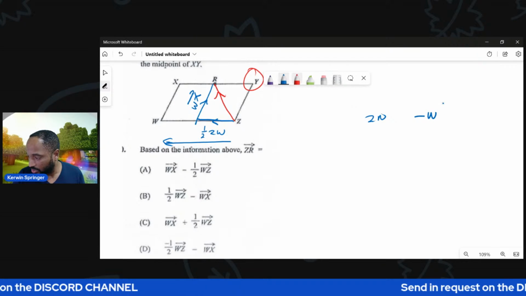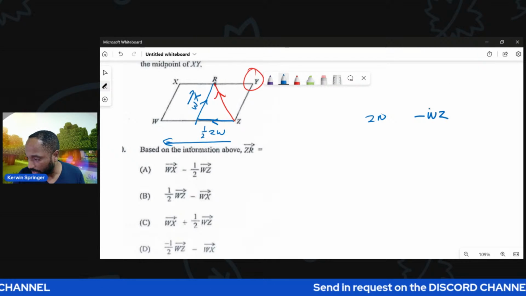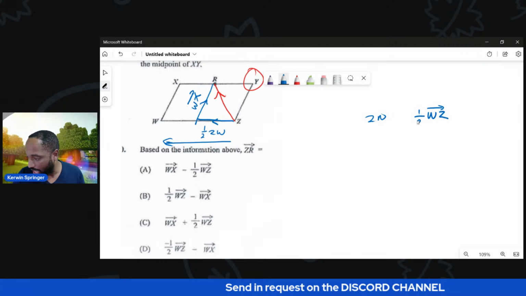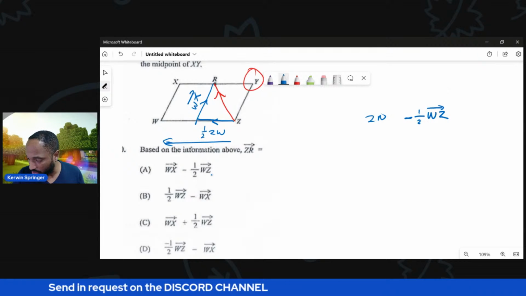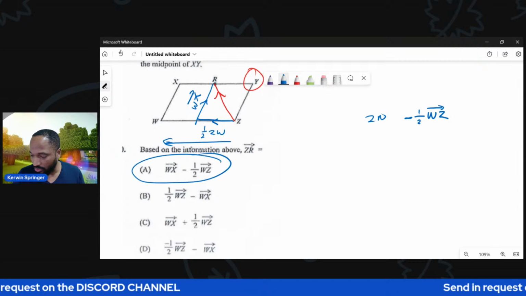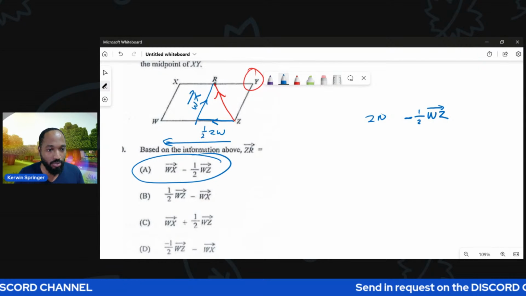No longer trying to write a Z here, right? So negative WZ, and I want half of that. So negative half, plus what? WX. So which answer do we know? Right, straight away A, pointing to it.